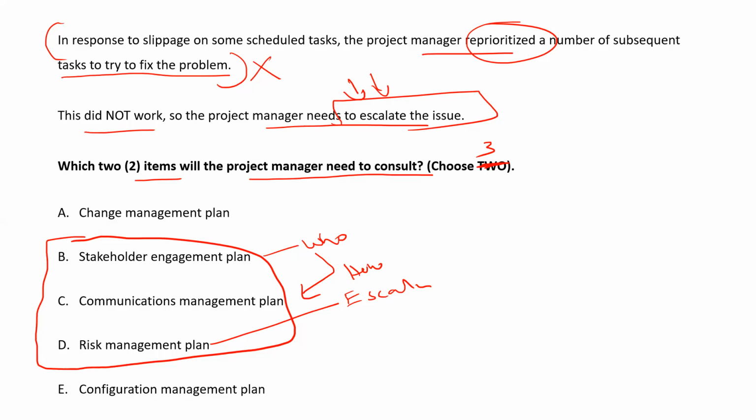I hope the change was not our part. If you answer from the initial part, from this part, then A and E could be the right answer.